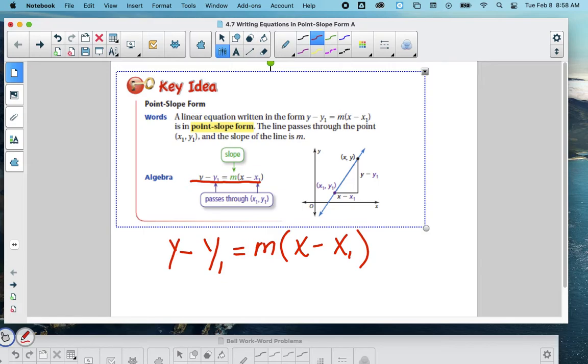Which doesn't make a lot of sense to you just yet, does it? It's like a bunch of gibberish, a bunch of letters that don't mean a thing to you yet. But it will.